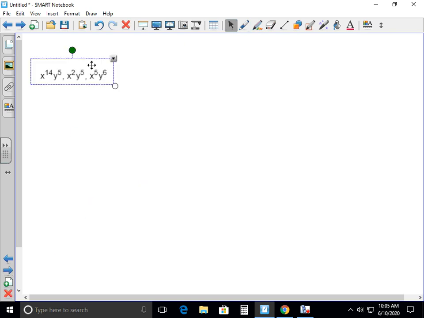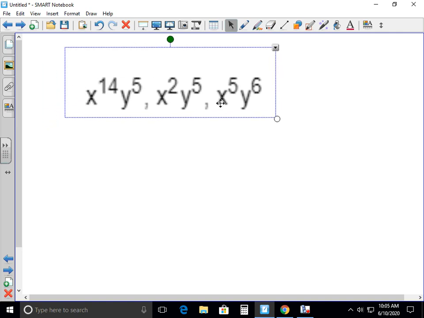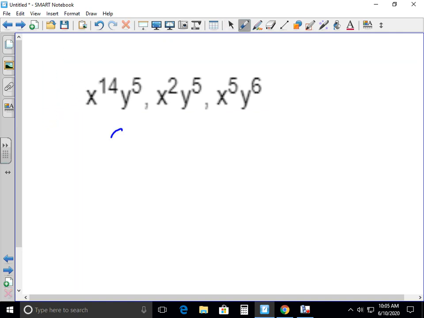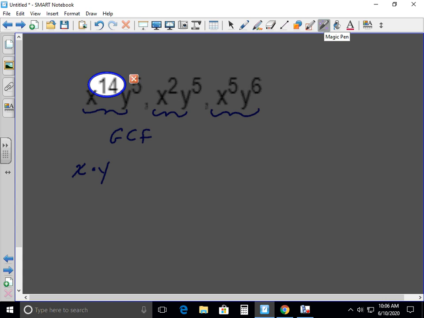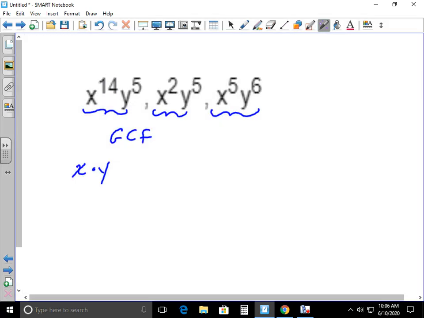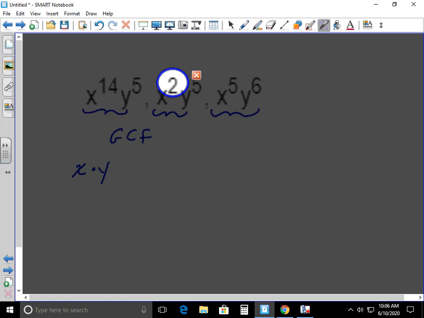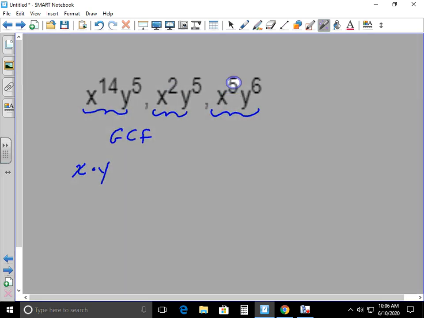Let's take a look at this one. In looking for the greatest common factor, each of these has both x's and y's. So we need to look at them separately to see how many x's they all have, and how many y's they all have. The first one has 14 x's. But do all 3 of them have 14 x's? Well, no. This one only has 2. And this one has 5.